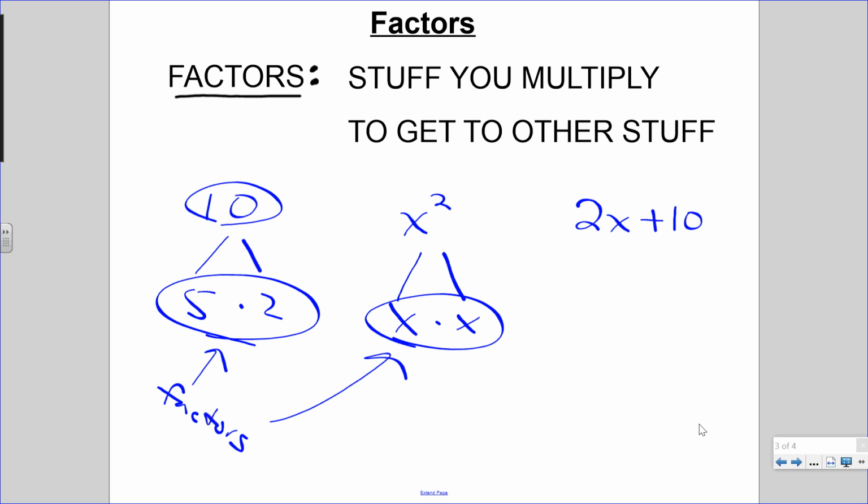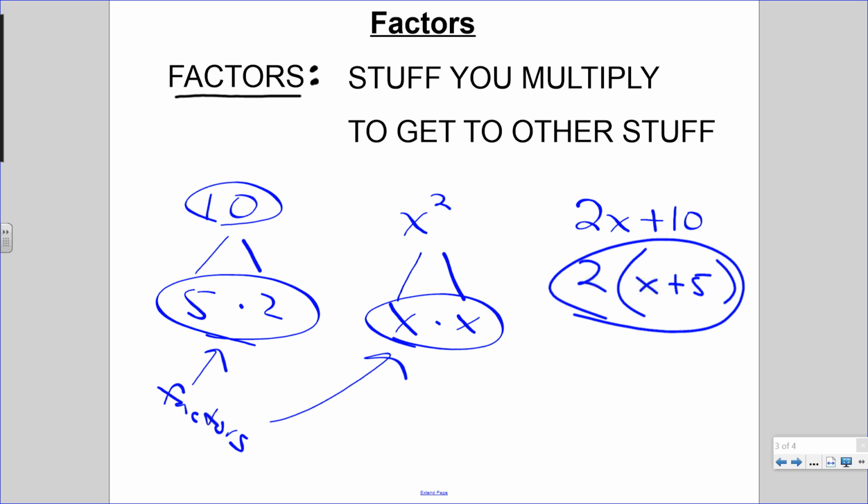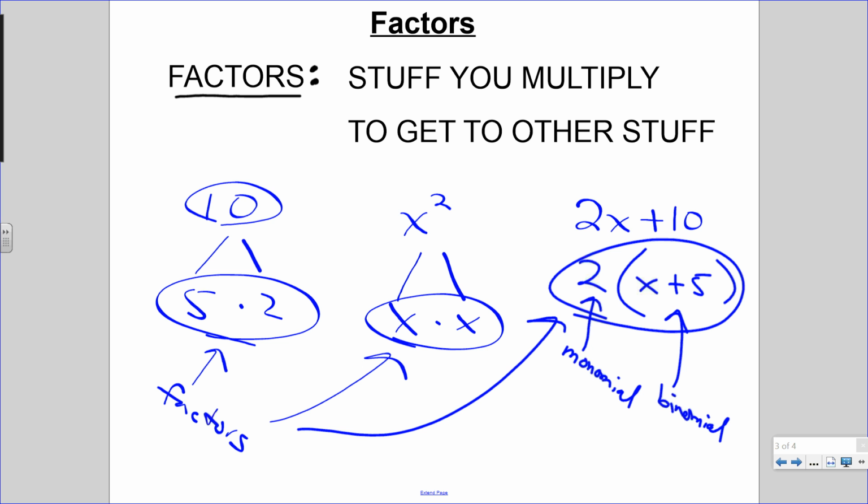Okay, so let's see. Sevilla says 2, and then a binomial. Is she right? Yeah. Extra stamp. So look at the factors here. The stuff I have to multiply to get to that stuff is actually a monomial. Look at one term. I'll put this on your notes. And this is a binomial. They're still factors, though. There's stuff I multiply to get to other stuff.